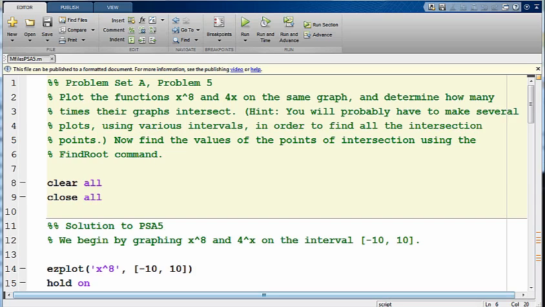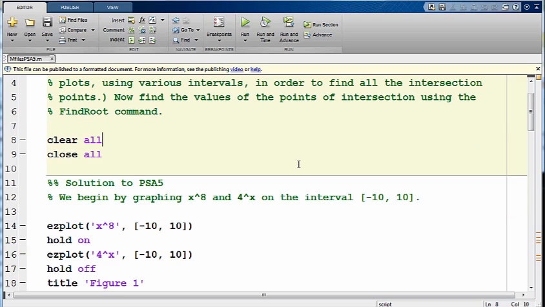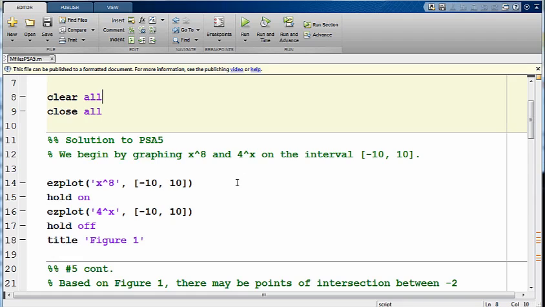Okay, so I'm now in the first cell, which contains the statement of the problem, namely to plot the two functions, x to the 8th and 4 to the x, on the same graph, and find the points of intersection using the findRoot command. So the first thing we do is just do a little housecleaning. We clear all the variables, close all the graphs, and if I click up here on the run section, it actually does that.